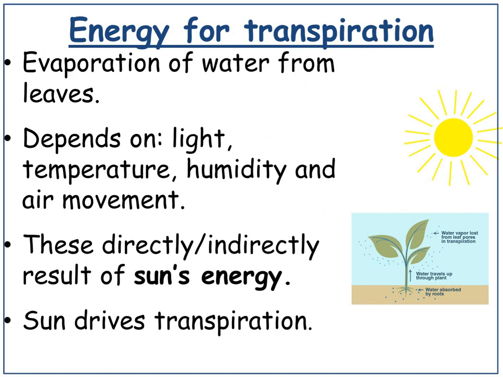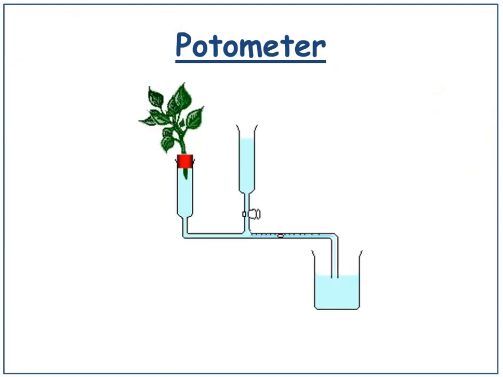So where does the energy for transpiration come from? Well, evaporation of water from the leaves depends on light, temperature, humidity and air movement, and these are directly or indirectly the result of the sun's energy. So it is the sun's energy that drives transpiration. For the plant itself, it is a passive process. Right, how can we measure the rate of transpiration?